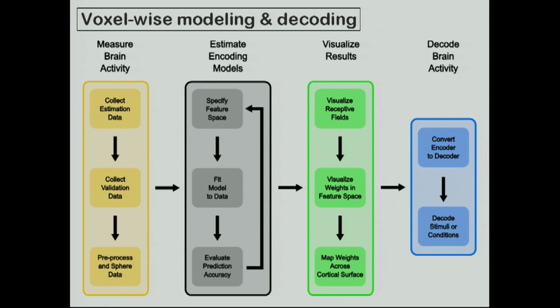So you can visualize receptive fields. These could be in neurons or voxels. You can visualize the weights, the individual weights for the individual models in the feature space. And you can visualize them in the cortical surface. And this is where you're going to discover maps. And then at the end of all this is the science part.